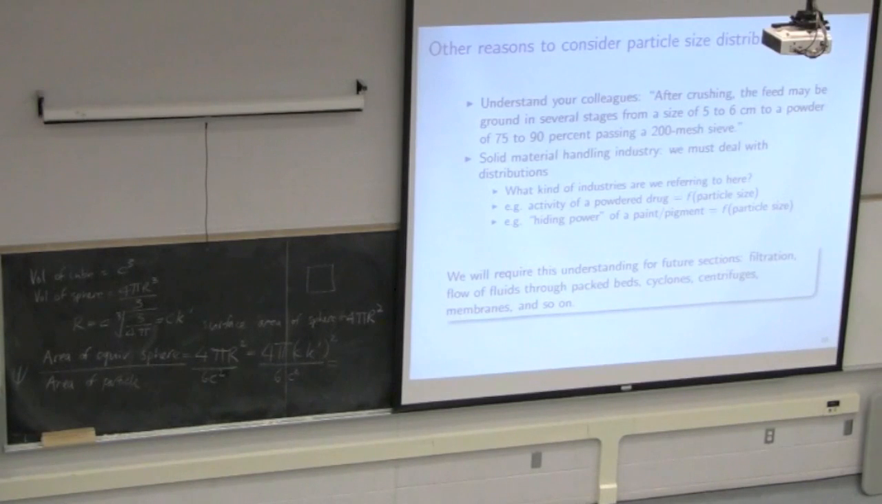If you're working in the mining industry and you're crushing ore, the feed is ground in several subsequent steps. So you've got multiple unit operations that take that ore from large rocks of several meters in diameter down to smaller and smaller sizes. And one of those intermediate operations, you could be talking of a feed of 5 to 6 centimeters down to this terminology, 70 to 90% passing a 200 mesh sieve.